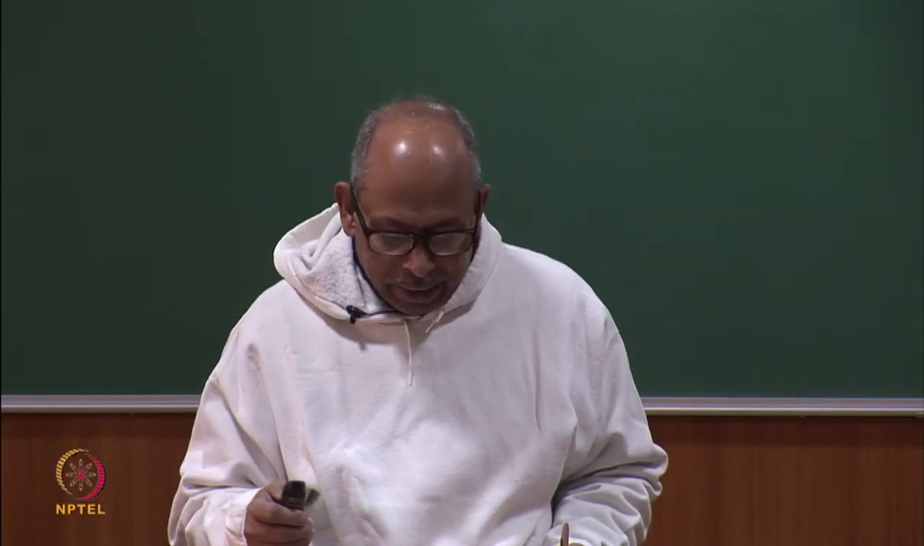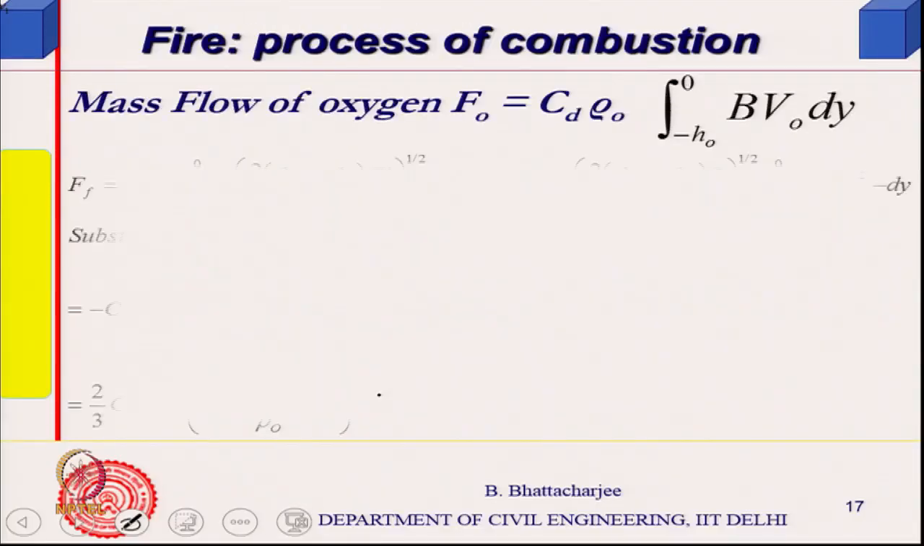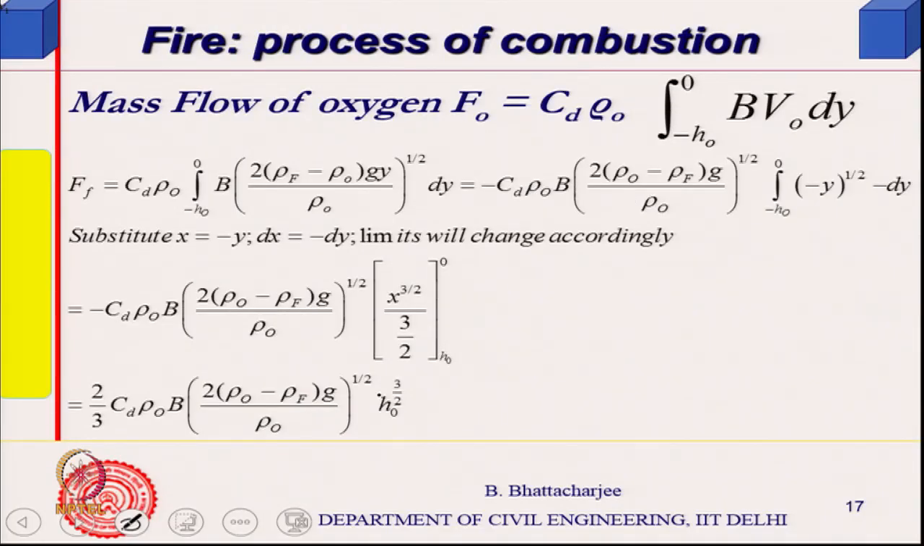So, we can see that right now. You can see that mass flow of oxygen, similarly same integration, now it is minus y to the power half and dy minus dy. So, I just put it in the negative perspective, because x equals to y, dx is equals to dy. So, limits will change accordingly, because this was dy.